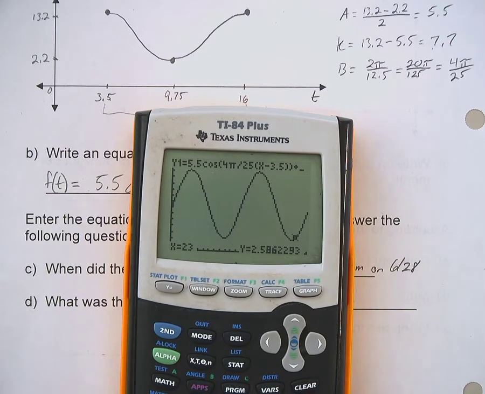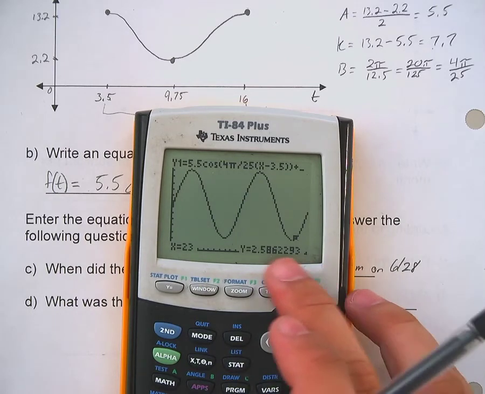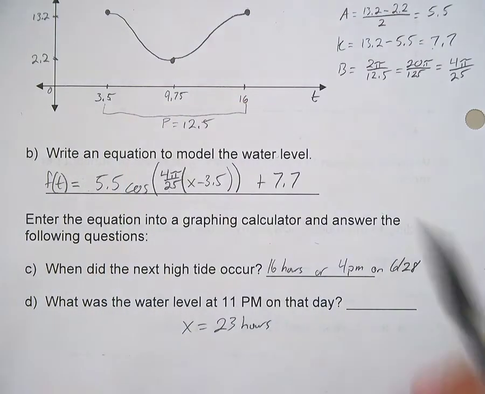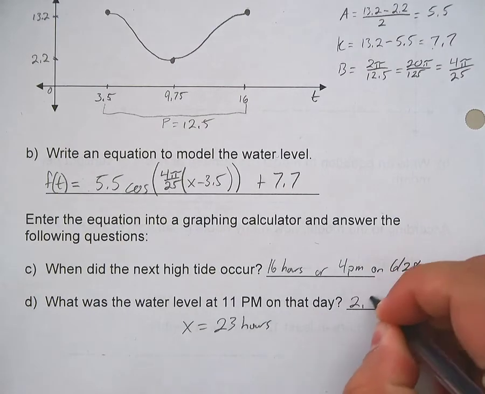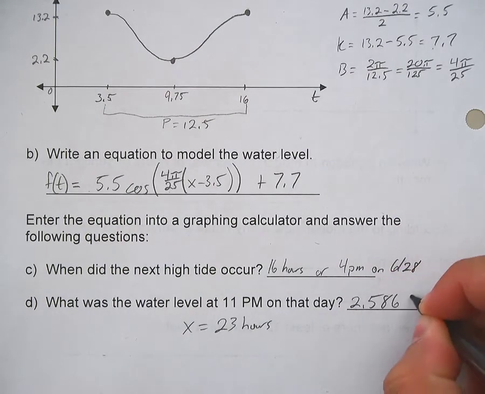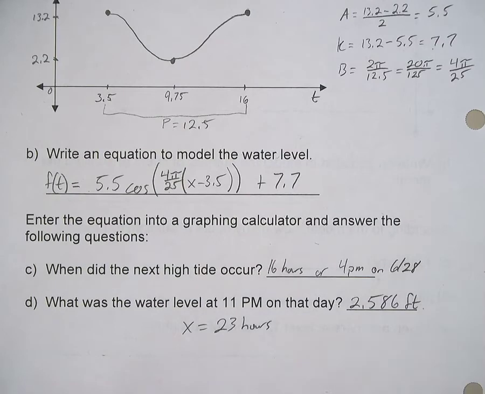23 hours later is 2.586 feet. Your Y value right here, 2.586 feet. Okay, I apologize about the confusion there, but it's wanting to know the water level. It wants to know the Y value when I give you an X value of 11 p.m. Now, you saw me make a lot of mistakes right there, but eventually we got to it.